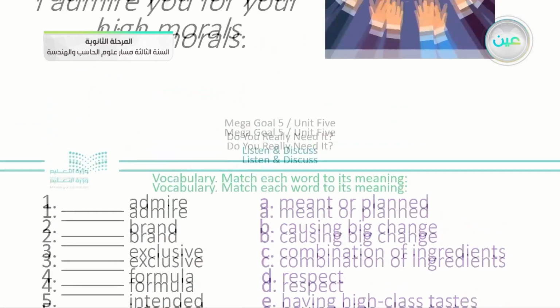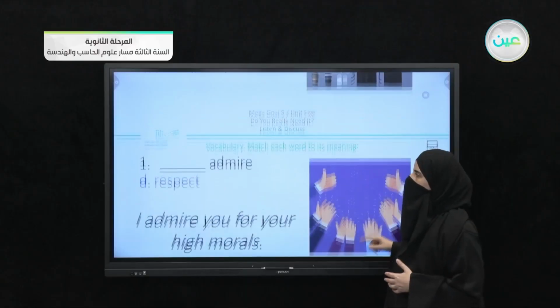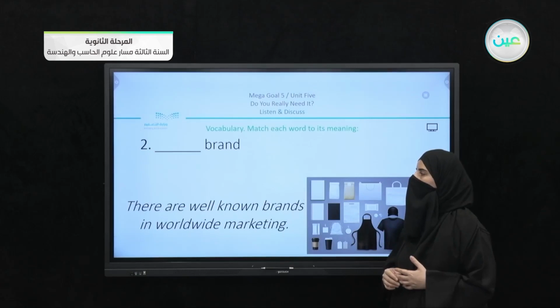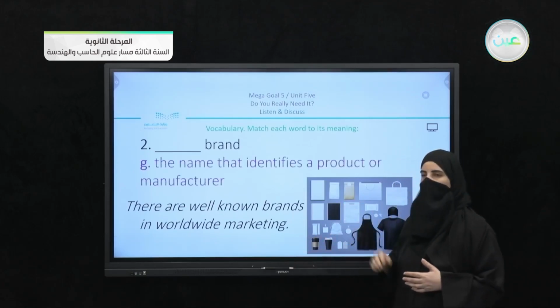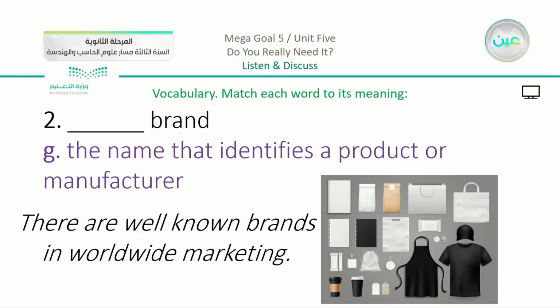So we have here the first word, which is the word admire. Do you remember when we showed this picture, and we have here the example, I admire you for your high morals. And we can see that the answer here is to respect, which is D. The second word was brand, and we know that there are well-known brands in worldwide marketing, and we did agree that we have G, which is the name that identifies a product or manufacturer.